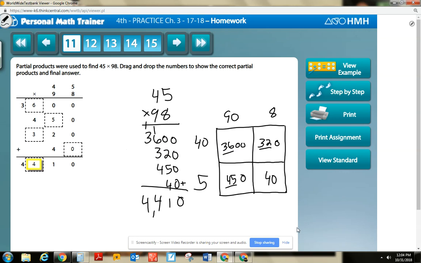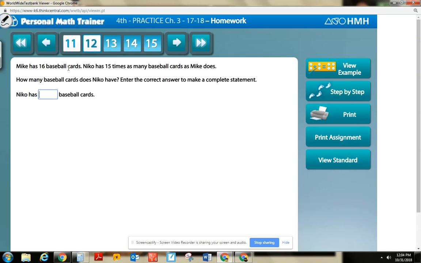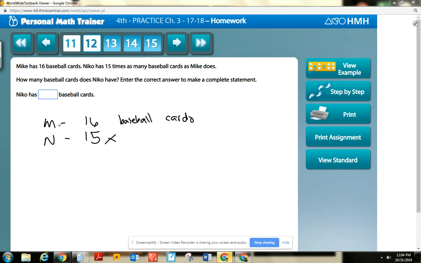All right, I'm going to stop here. Actually, I'm going to do another problem. All right, we're going to do number 12. Mike has 16 baseball cards. Show my work, right? Nico has 15 times as many baseball cards as Mike. So Nico has 15 times whatever Mike has. Well, Mike has 16, right? How many baseball cards does Nico have? Enter the correct answer to make a complete statement.